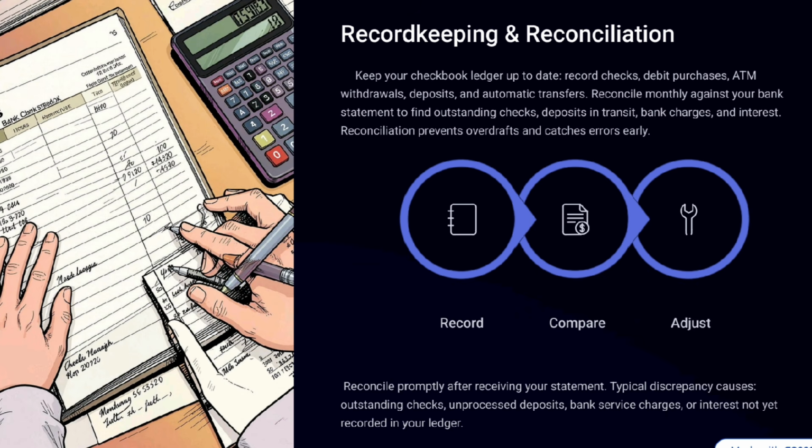So first is the record. Keep your checkbook ledger up to date. Record checks, debit purchases, ATM withdrawals, deposits, and automatic transfers. Every single time you make a transaction, whether writing a paper check, paying with a debit card, making an ATM withdrawal, or receiving a direct deposit, you must record it immediately in your personal log or checkbook ledger.